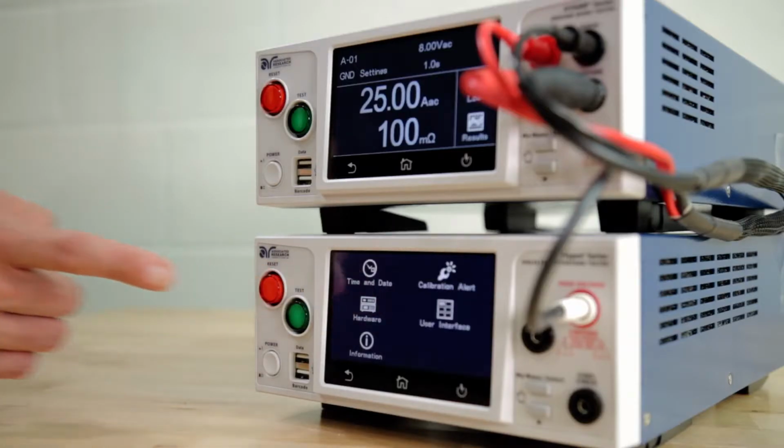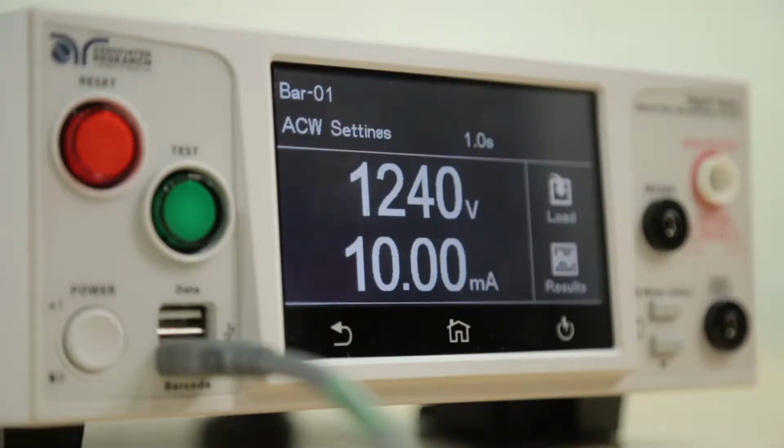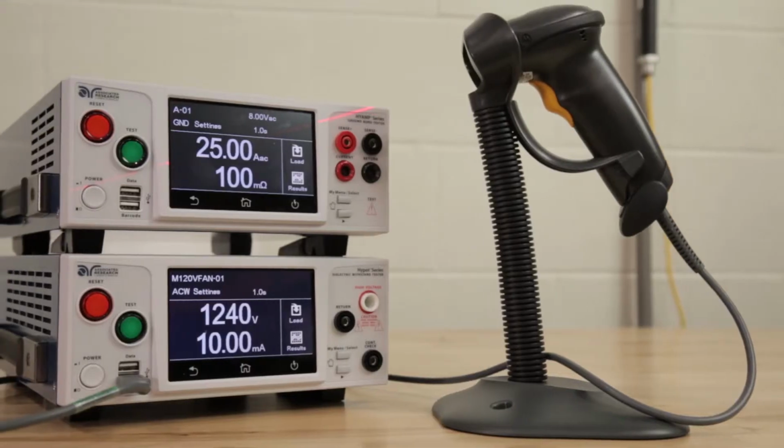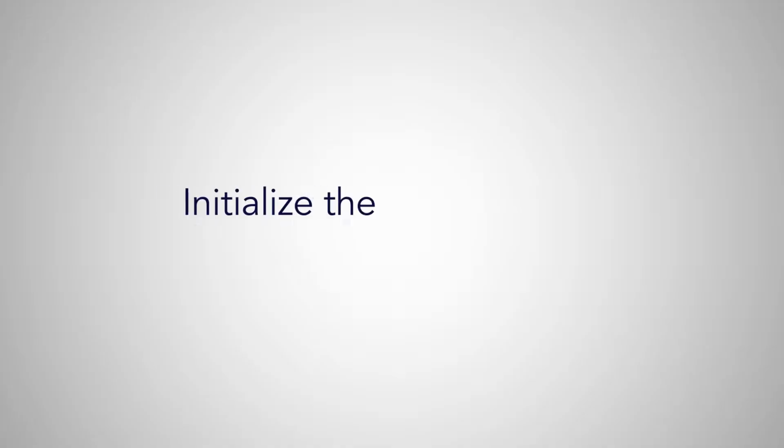Our latest test instruments allow you to automate your production line by quickly associating your products with pre-programmed test files via front panel barcode connection. Our barcode feature will improve your efficiency and ensure each of your production line products are tested correctly.